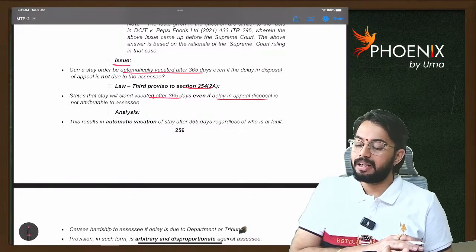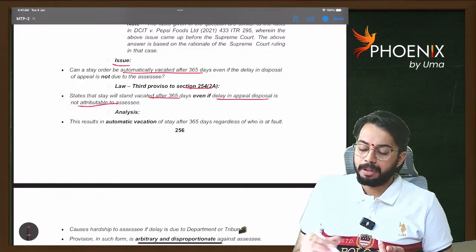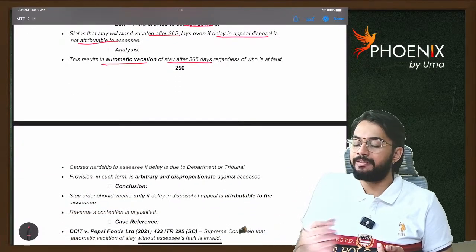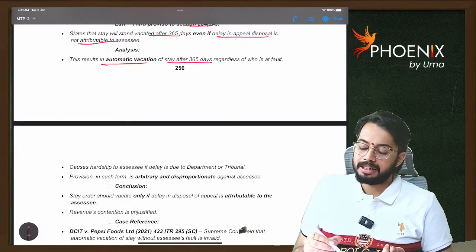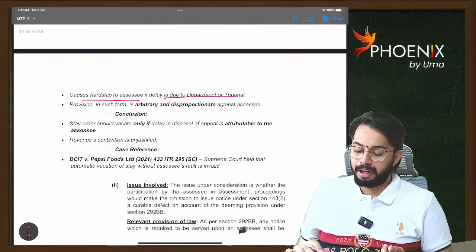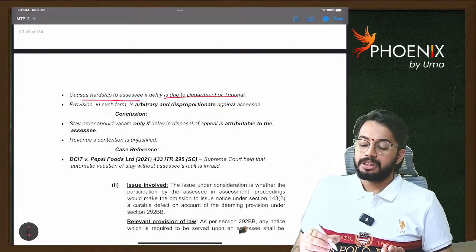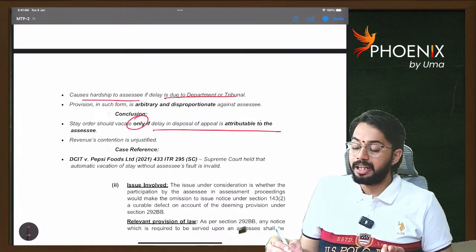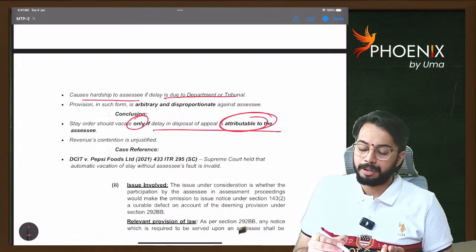in appeal is not attributable to SSC. So this results in automatic vacation of stay after 365 days. Causes hardship to SSC if delay is due to department or tribunal. Stay order should vacate only if delay in disposal is attributable to SSC.